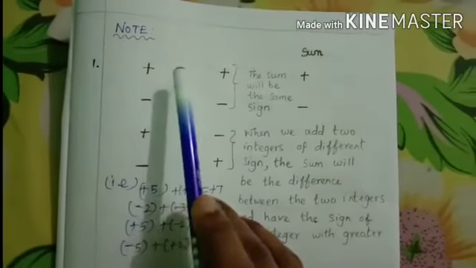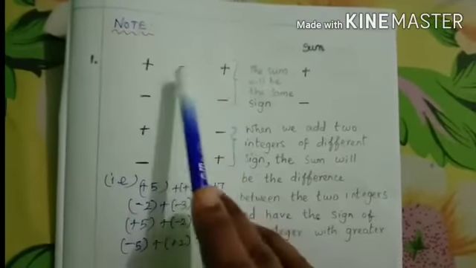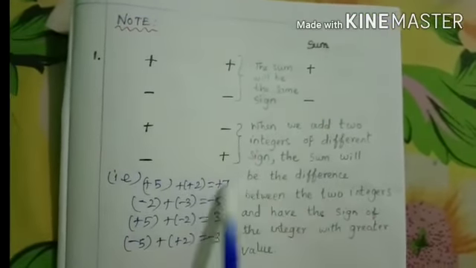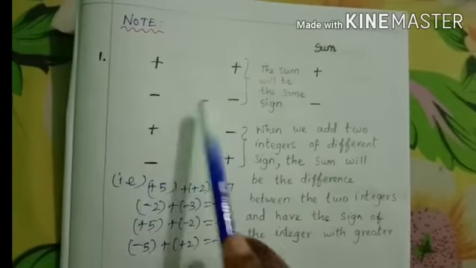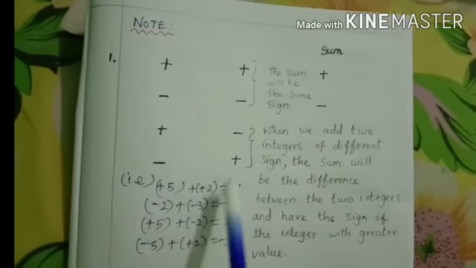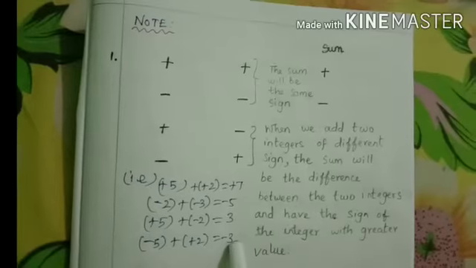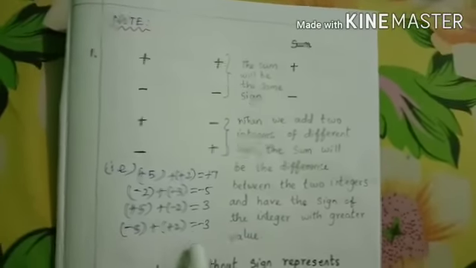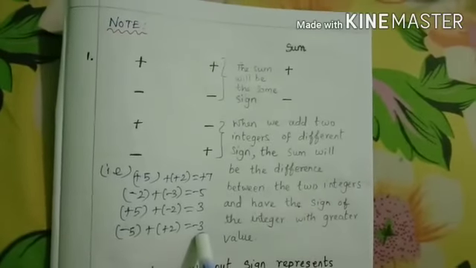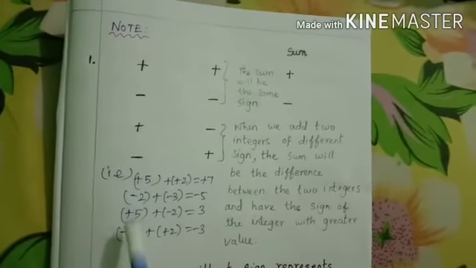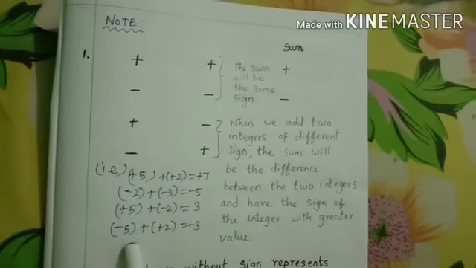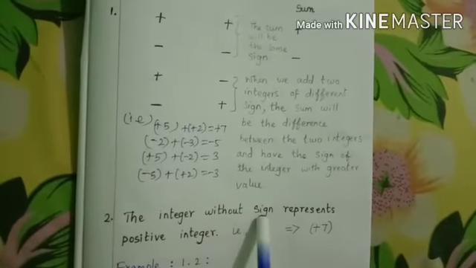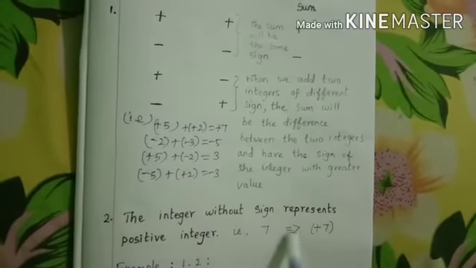Note, the first one is when we add two integers of the same sign, the sum will also be an integer of the same sign. When we add two integers of different sign, the sum will be the difference between the two integers and have the sign of the integer with greater value. Second, note that an integer without a sign represents a positive integer.